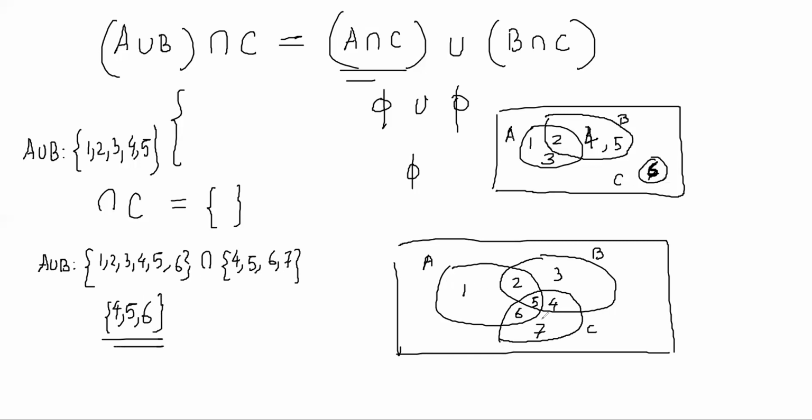Let's do A intersection C. A intersection C is what? 5 and 6. And B intersection C is what? 4 and 5. 4 and 5 union with 5 and 6 is what? 4, 5, 6. Okay, makes sense.